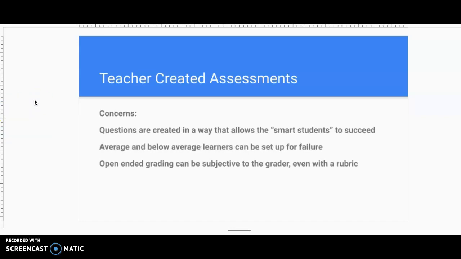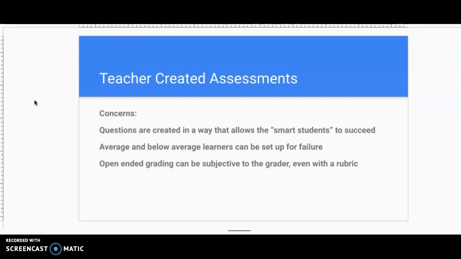Finally, some concerns. This has been talked about over the past couple of years, especially in my district, with the teacher-created math assessments. Oftentimes the questions are created in a way that allows our "smart" students, I have that in quotes, to succeed. So a lot of the questions on our summative assessments that we use for math are challenging, and our higher achieving students tend to do well, but our middle and especially our low-level students really struggle on these tests. So that's always a big concern that I've had.